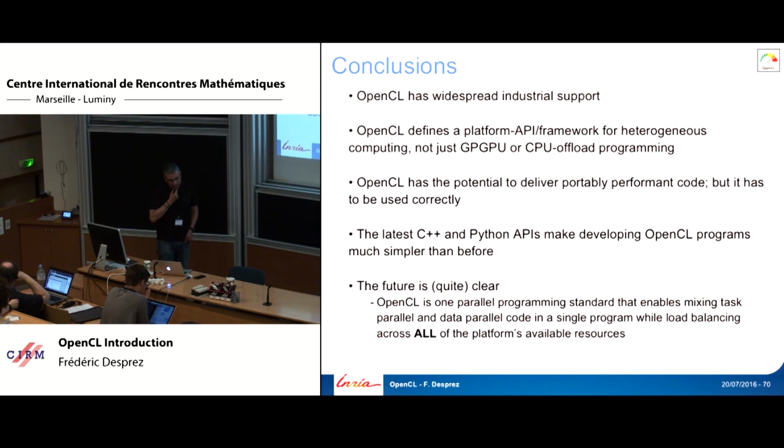So now you can program it using C++ or Python. And so the future is quite clear, I think. It's one standard to program these heterogeneous platforms. So we'll see the future of OpenACC, of course. Every standard has to be chosen by the users and the industrial providers to be a standard. It's the way it is, but it's quite a good way to program this.